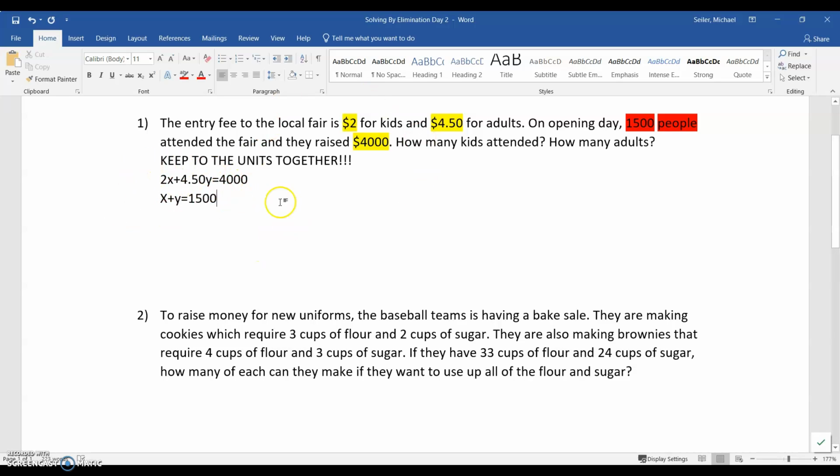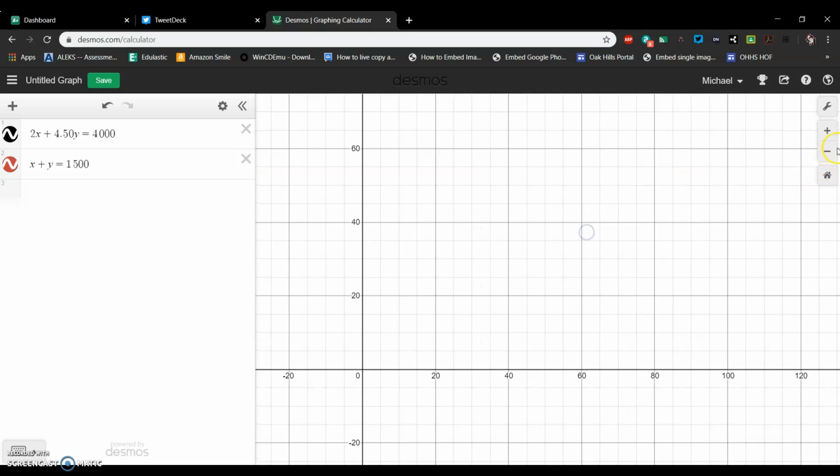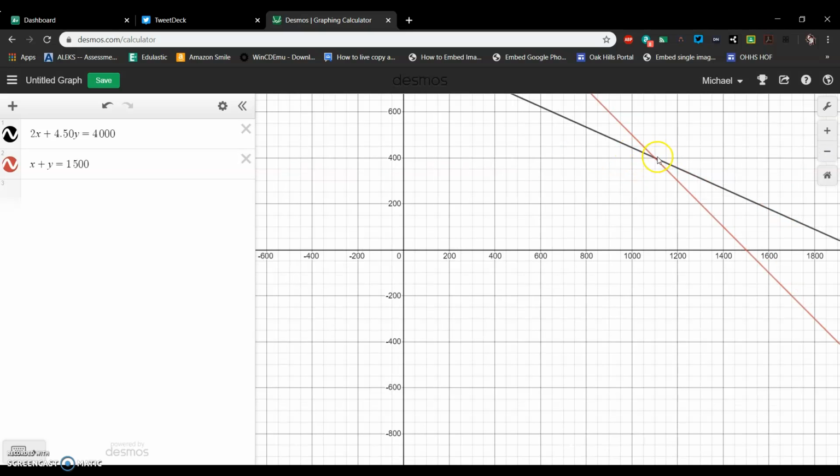So these are the two things we're going to type in Desmos. These are where we're going to look for the overlap, to see if we can figure out how many kids and how many adults attended. So if we look at our first equation, 2x plus 4.50y equals 4,000: money, money, money, $2, $4.50, and 4,000. And then we look at people. X is kids, Y is adults, and there were 1,500 total. So let's zoom out a little bit, see what we can find. Move it around. And I can see it's over here.